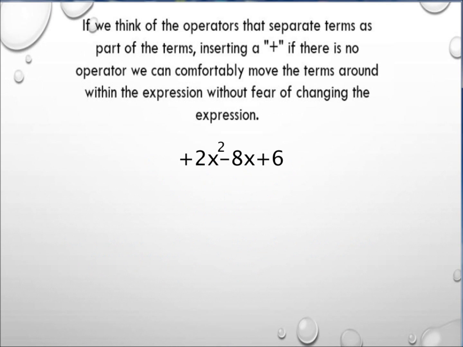If we think of the operators that separate terms as part of the terms, inserting a plus if there is no operator, we can comfortably move the terms around within the expression without fear of changing the expression itself. Just like so.